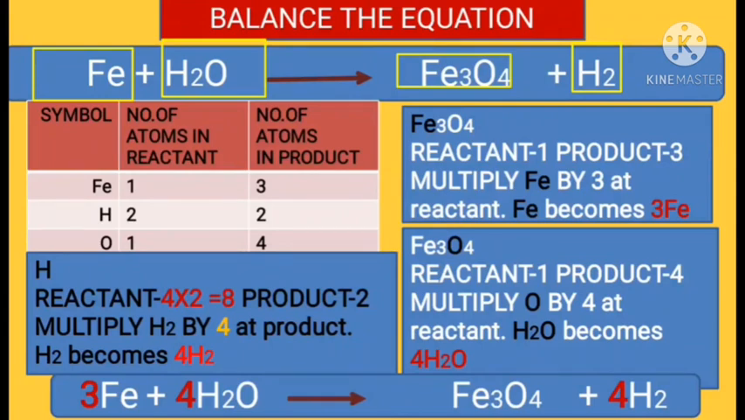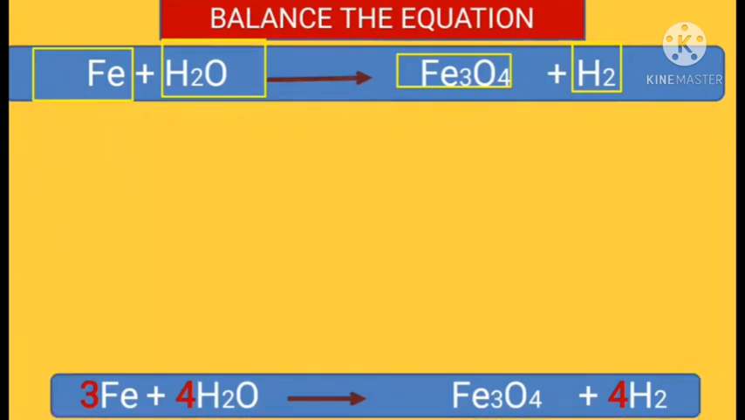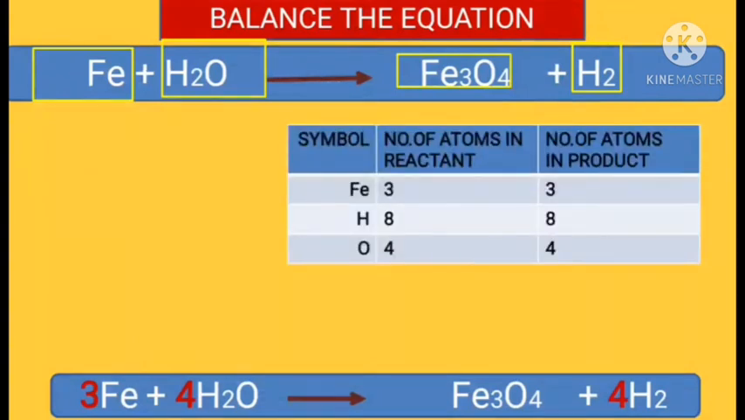Now we can compare. How can we compare? The number of atoms: how many atoms are on your left side and your right side in the balanced equation? Here we have the left side. Look down and check: 3Fe, this side also we have 3Fe. And hydrogen we have a total of 8, this side also 8. Oxygen, 4 oxygen here, here also we have 4. So now the equation is balanced.